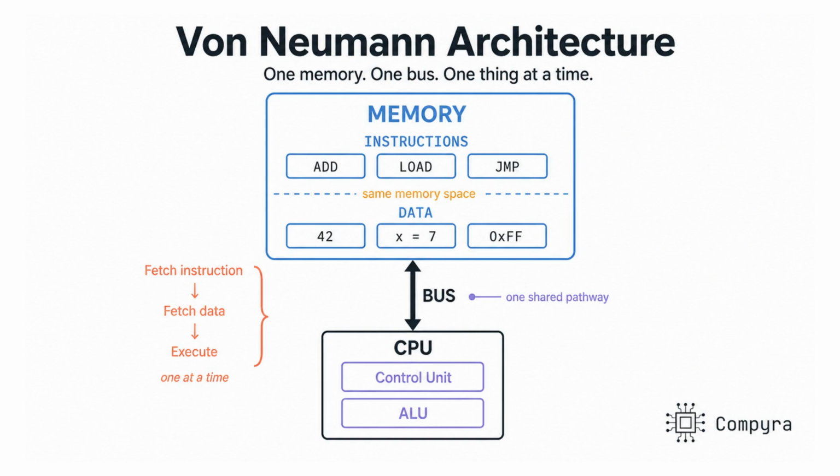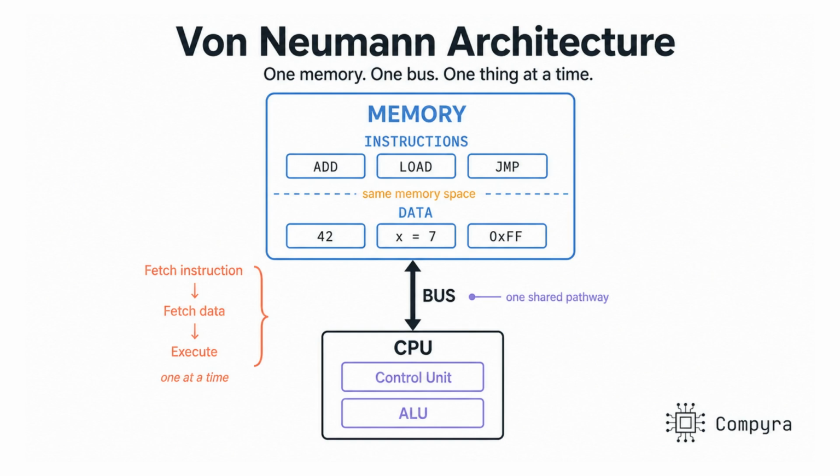Now, here's the catch. The CPU at the bottom only has one pathway to reach that memory. We call that pathway a bus. Think of it as a single road between the processor and memory. And because there's only one road, the CPU has to make a choice every cycle. Do I go fetch the next instruction, or do I go fetch the data that instruction needs? It can't do both at the same time. It has to take turns. This is called the von Neumann bottleneck.